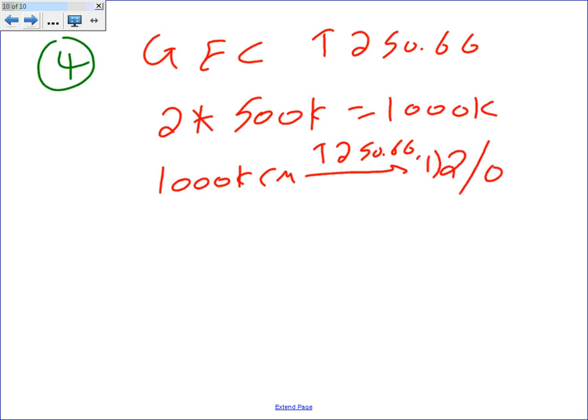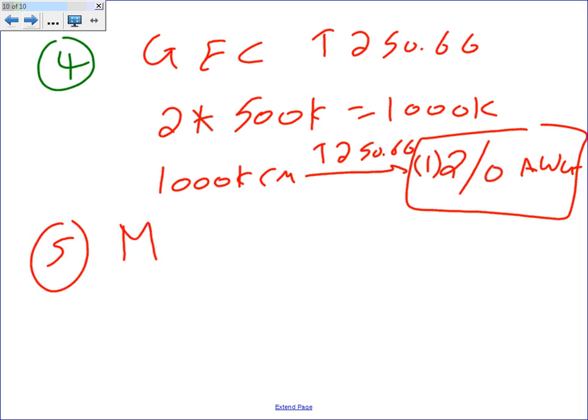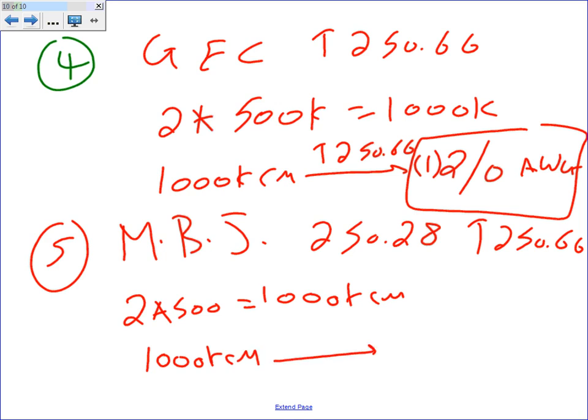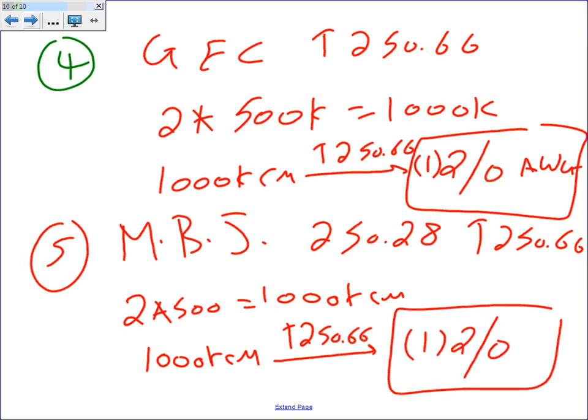2 aught. How many? One. What type of insulation? Bare. It's good enough. Number 5, same calculation, guys. Main bonding jumper. This is 250.28 and Table 250.66. Piece of cake. 2 times 500 equals 1,000 kcmil. Take the 1,000 kcmil to the table. Table 250.66. And Chris, because we're less than 1100 kcmil, we're going to stick with the table. So what would that give you? 2 aught. One conductor, 2 aught, right? So these are the same up to and including. Sir Jackson?